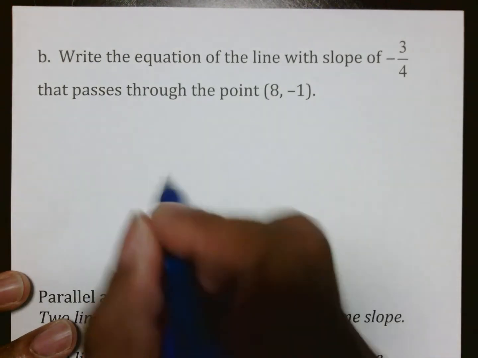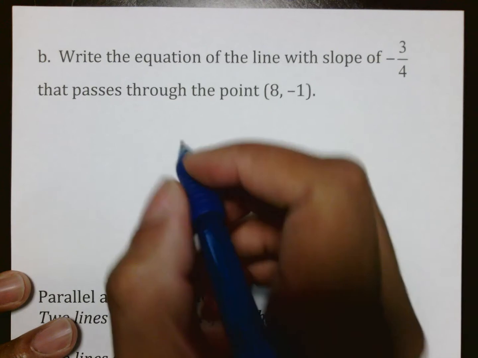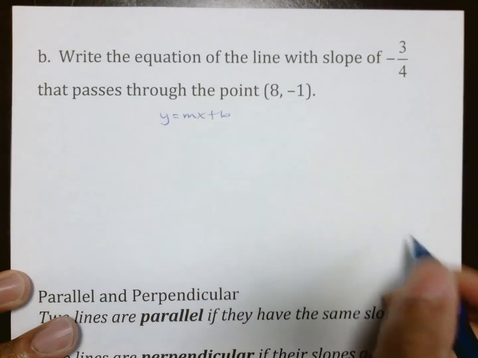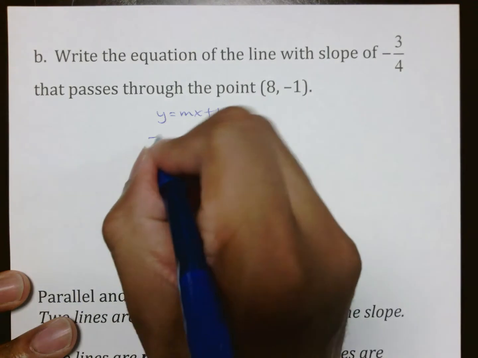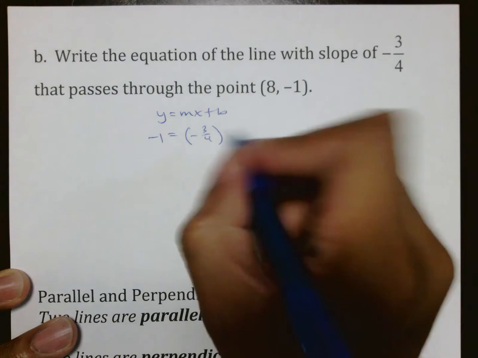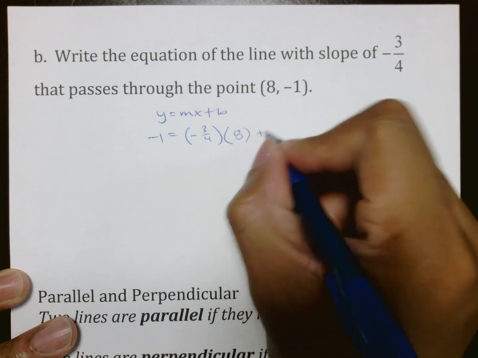But what happens if we have a fraction? So write the equation of a line with slope of negative 3/4 going through the point (8, -1). Again, we start with our y equals mx plus b. My y is negative 1. My m is negative 3/4. My x is 8, plus b.